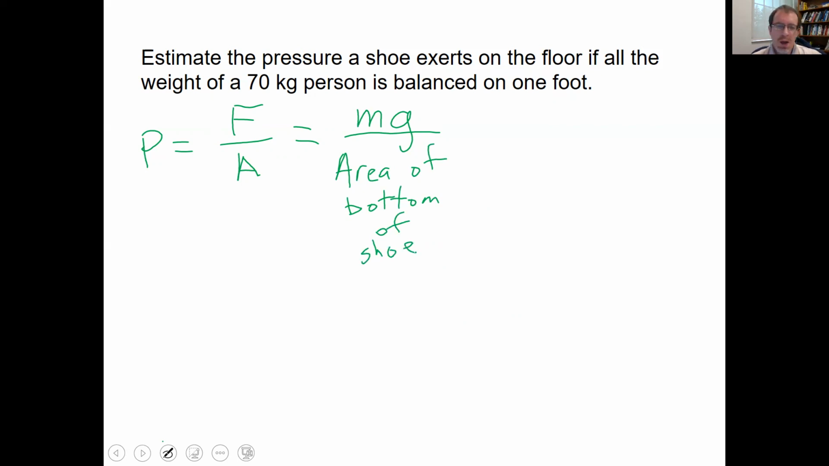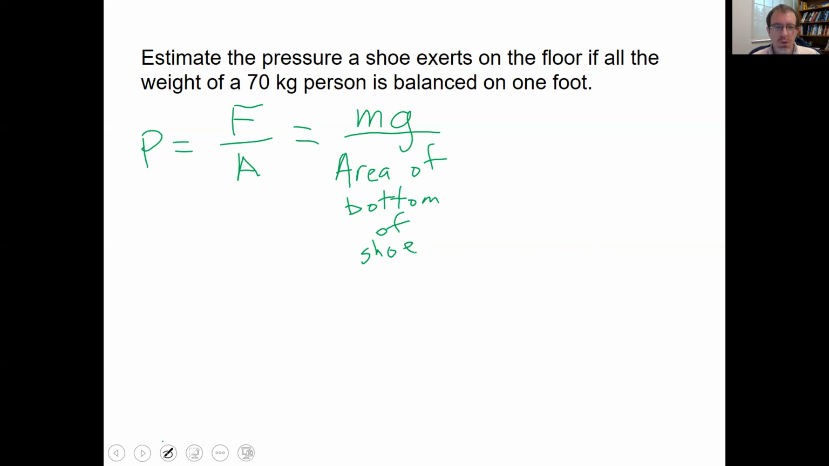Well, that's great. I've got the mass. It's 70 kilograms. I know g is 9.8 meters per second squared. That's my gravitational constant for gravity on the surface of the Earth. But I don't have any measurements for the area of my shoe, so I need to come up with something here. But it does say estimate. A person's foot is approximately a foot long. That's about how long my shoe is. I don't know, it's roughly about 3.5 inches wide or so.